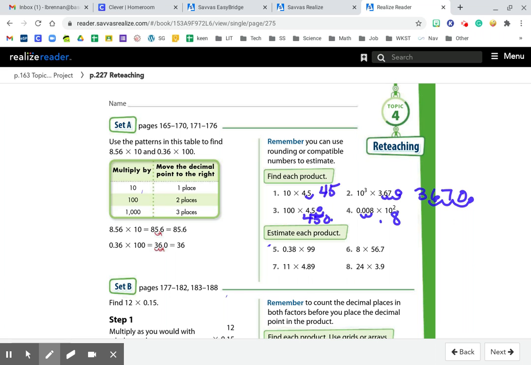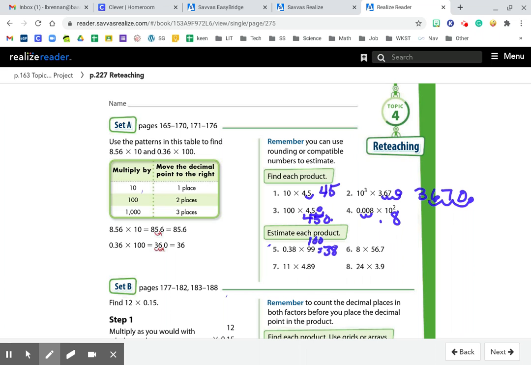And for the estimate each product, for this, I'm going to round or use compatible numbers. 99, I probably want to bring it to 100. So 0.38 times 100 is going to move my decimal 2 places. 38 would be a good answer. You could also round 0.38 to 0.4 and wind up with 40.